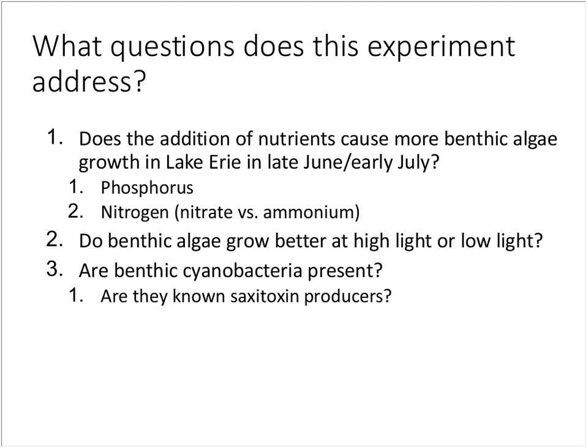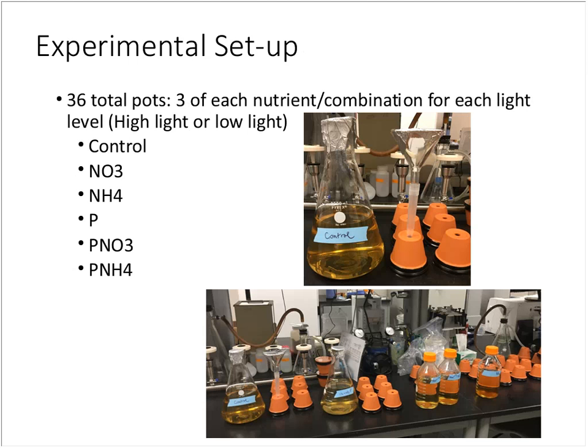So the actual questions I'm looking at: Does the addition of nutrients cause more benthic algae growth in Lake Erie at this time of year? And I'm looking at phosphorus and two types of nitrogen, nitrate and ammonium. And then, do benthic algae grow better at high light or low light? And are benthic cyanobacteria growing in this environment? And if so, are they known saxitoxin producers?